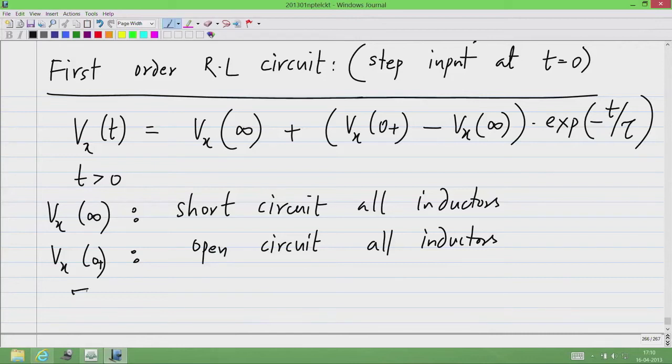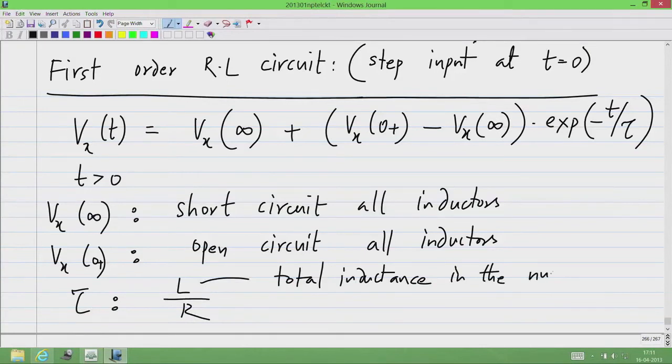and finally the time constant tau is given by L by R, where L is the total inductance you see. It could be a combination of more than one in the null circuit, and R is the total resistance. Again, it could be the equivalent resistance of some complicated circuit.